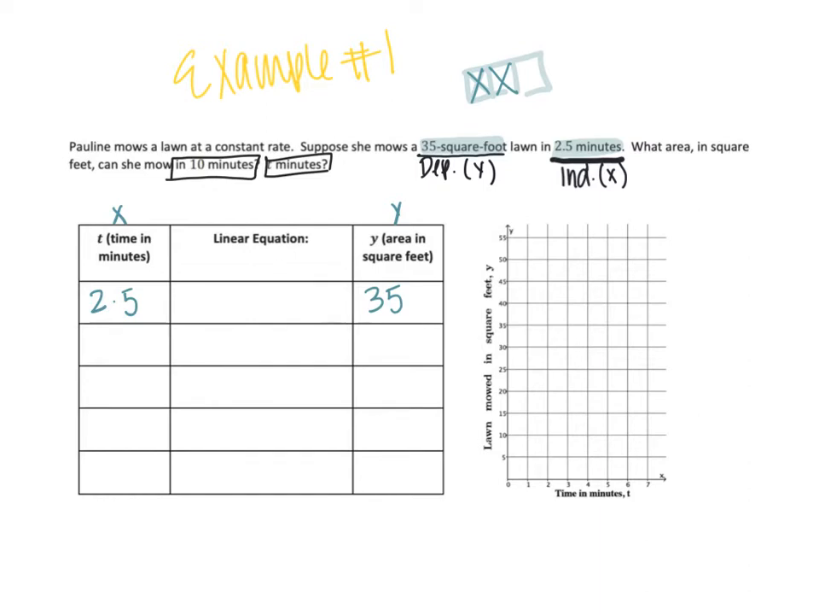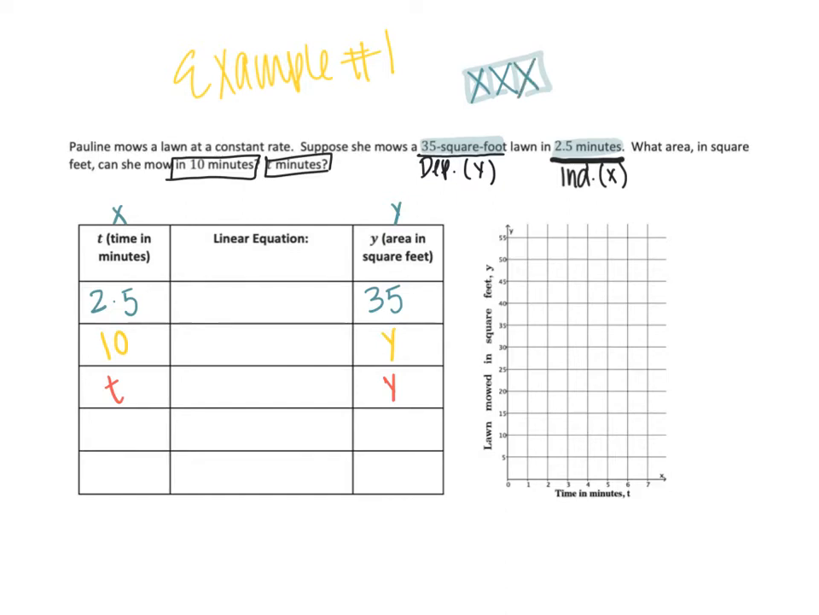And then I'm trying to figure out what area in square feet she can mow in 10 minutes. So this is what I'm trying to figure out. If this is a 10, what's this? Okay? It then goes on to ask me if this is a t, so if we just use our variable, what would this be? Okay? We're also just going to fill out random parts of this towards the bottom with whatever we need, but I'm done with my reading, so I can go ahead and get started on this.